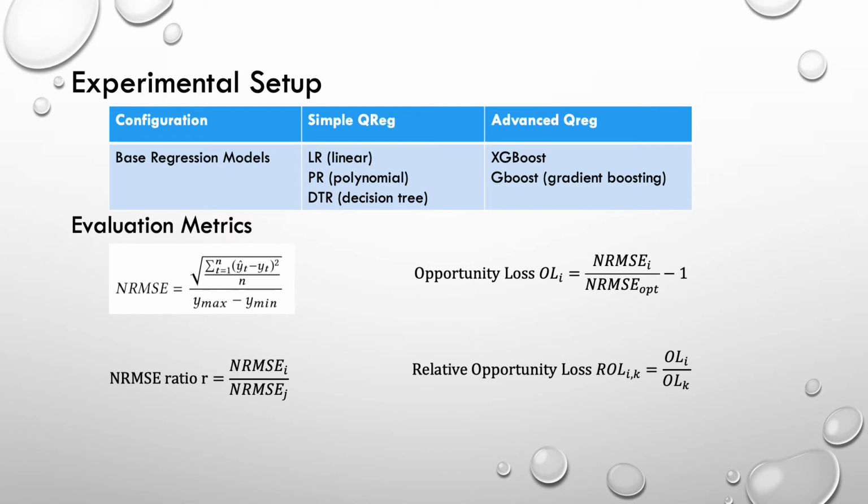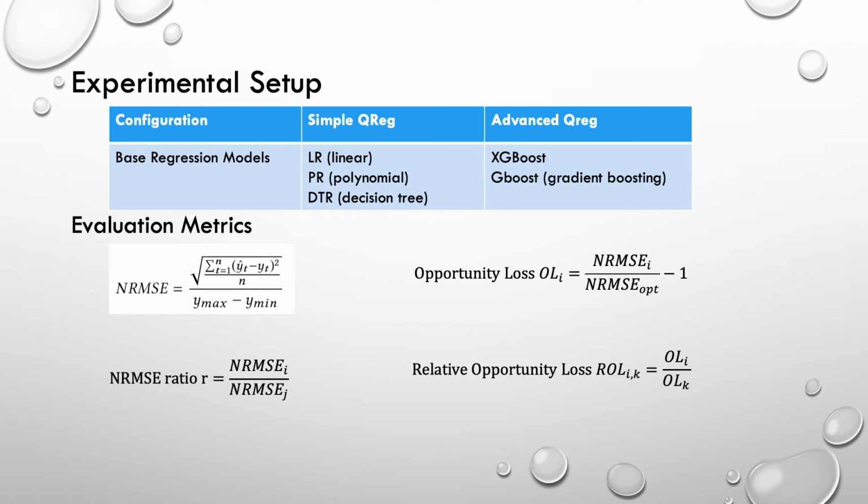To evaluate the accuracy performance, the normalized root mean square error, or NRMSE, is used. It provides a universal measure of predicted accuracy between different regression models. The NRMSE ratio here shows how much worse regression model I is compared to regression model J.